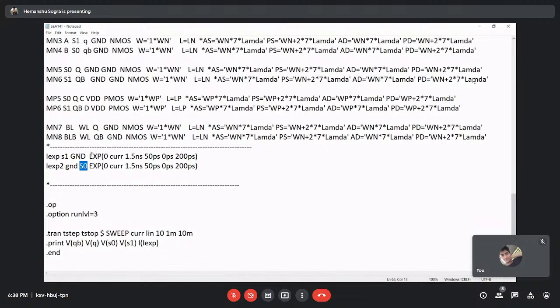Does anyone have any doubt? No, sir. Or if we give S1 and ground, it gives positive, and when we give ground and S0, it gives negative. Is that right? Yes, the polarity will change, right?